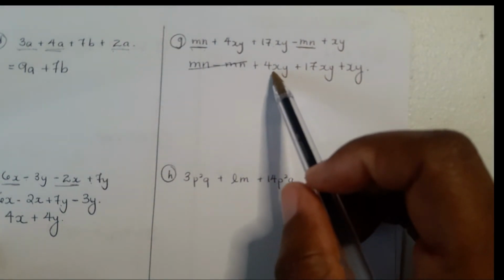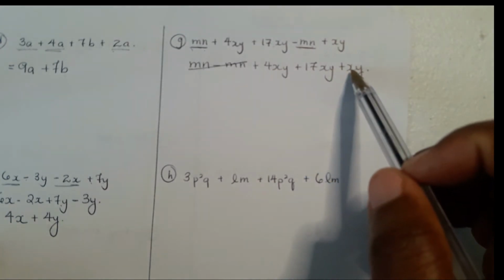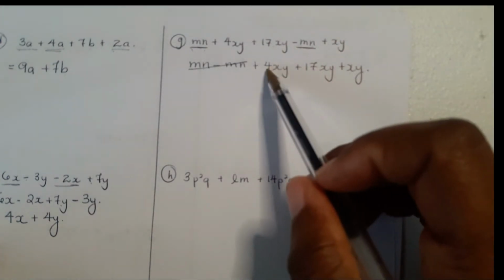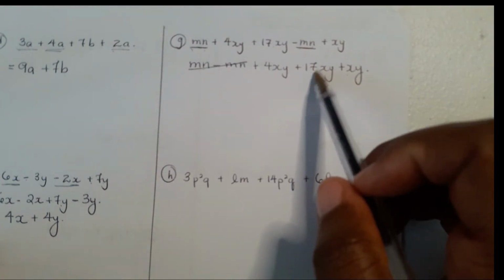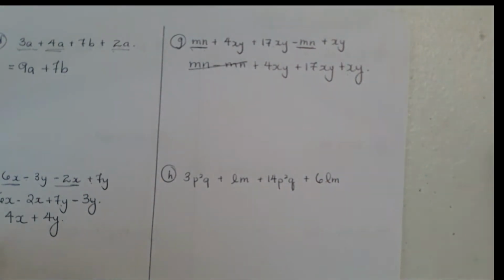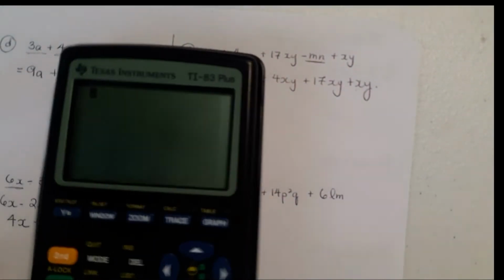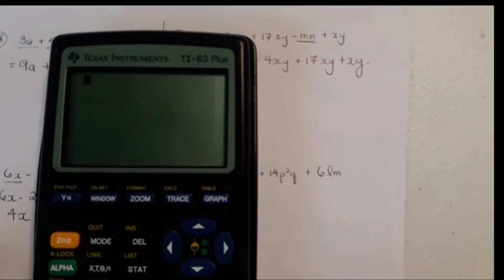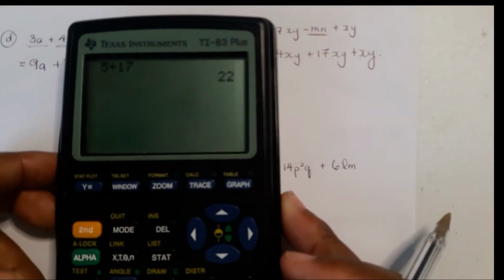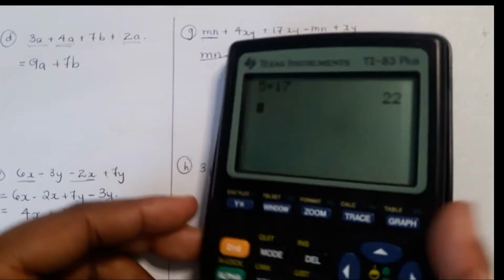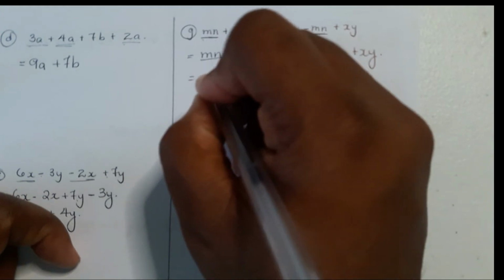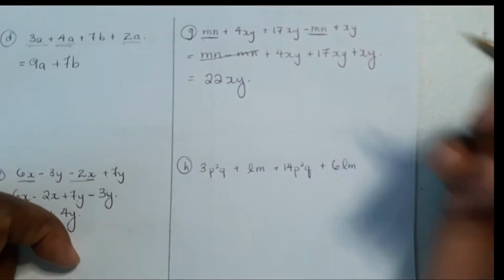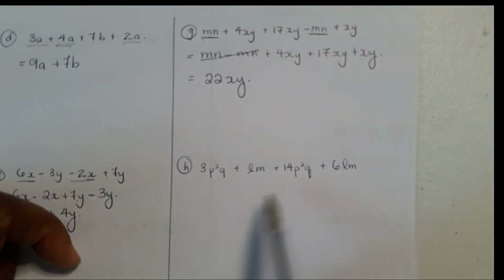But these instead, we have 4, 17, and 1. So 4 plus 1 will give us 5, and 5 plus 17 will give us, what is it? Again, use a trusty calculator. 5 plus 17 will give us 22. Correct? Yay! So we're going to have 22xy. So it's equal to 22xy. Yay!